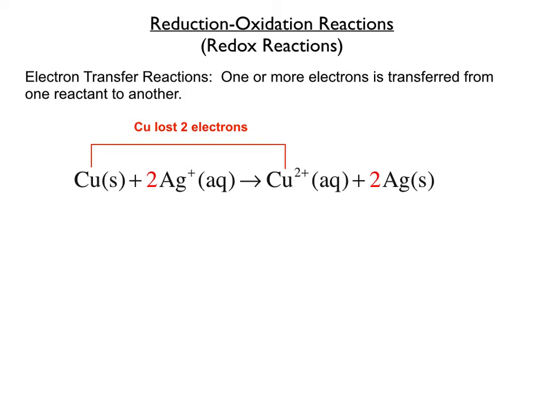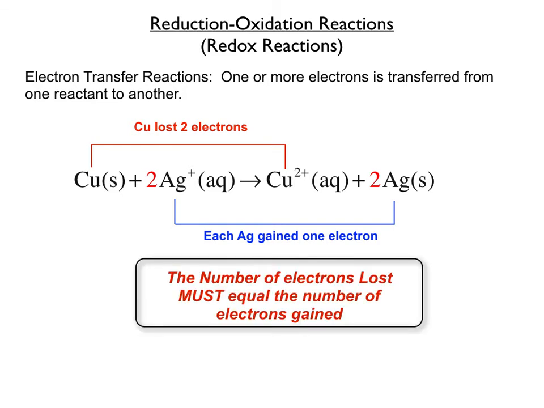And silver started off as a cation and ends up as silver metal. And so silver had to gain an electron. And one of the things we see here in these redox reactions is the total number of electrons lost has to equal the total number of electrons gained. And that's the reason why in this reaction we need 2 silvers on both sides of our reaction arrow to normalize the number of electrons lost and gained.